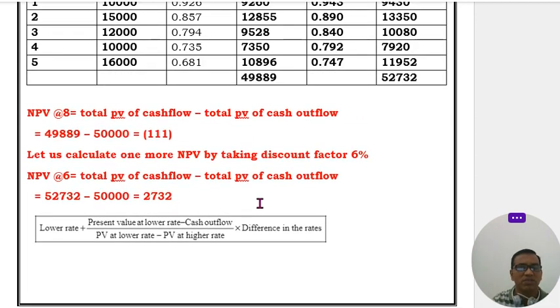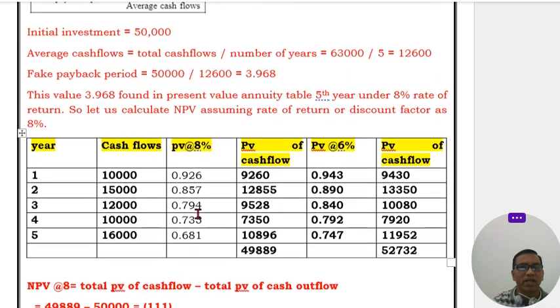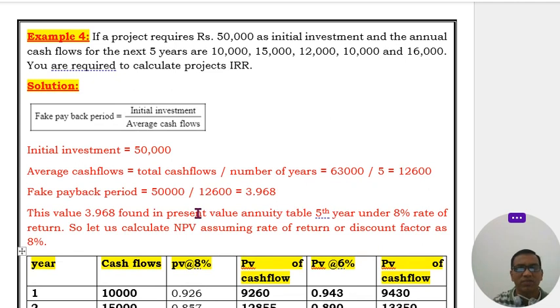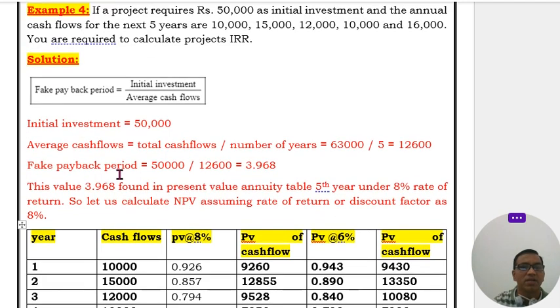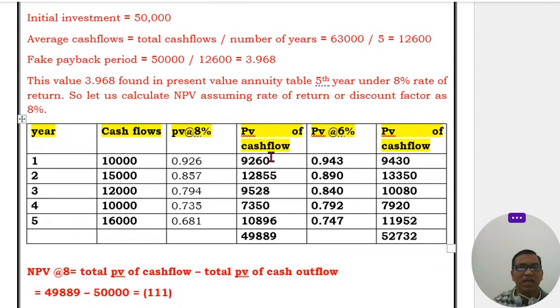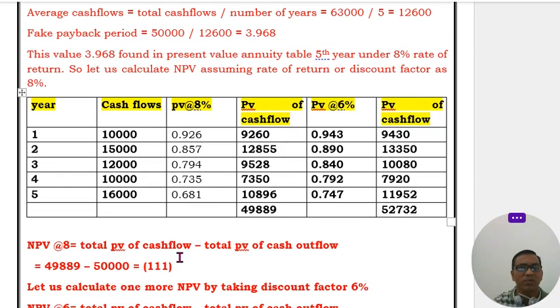To use the interpolation formula, we need two different rates of return. Here we are directly calculating IRR, so there is no discount factor, nothing. That's why we calculated a fake payback period by using this formula, and it is 3.968. Go to the present value annuity table, go to the 5th year row, find the nearest value. I found this value under the 8% column. So I took PV at 8% and calculated the PV of cash flow, NPV.